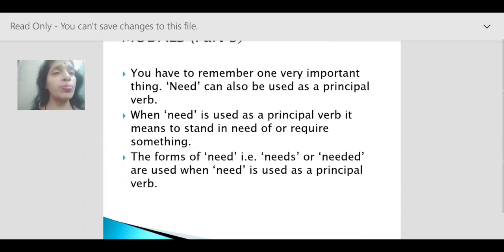You have to remember one very important thing, students. Need can also be used as a principal verb. When need is used as a principal verb, it means to stand in need of or require something. The forms of need, that is needs or needed, are used when need is used as a principal verb.